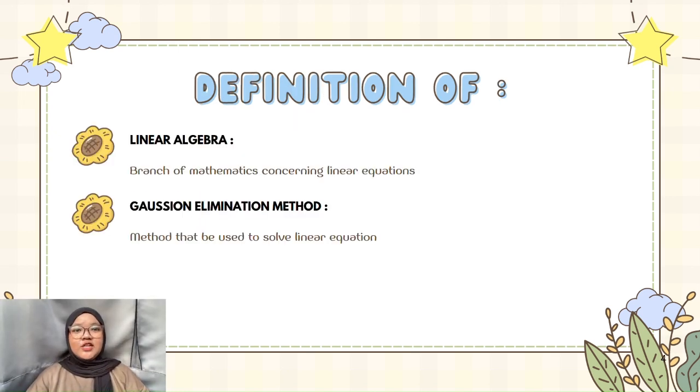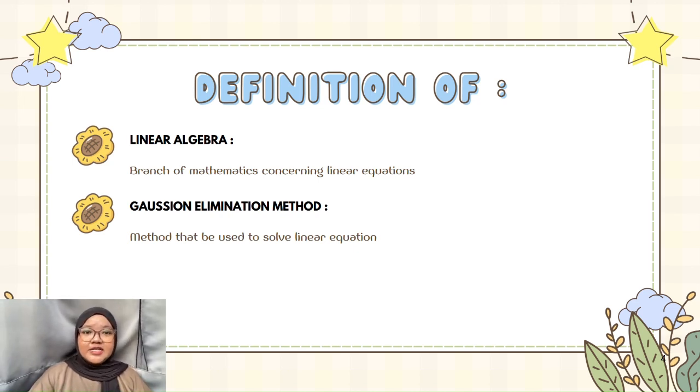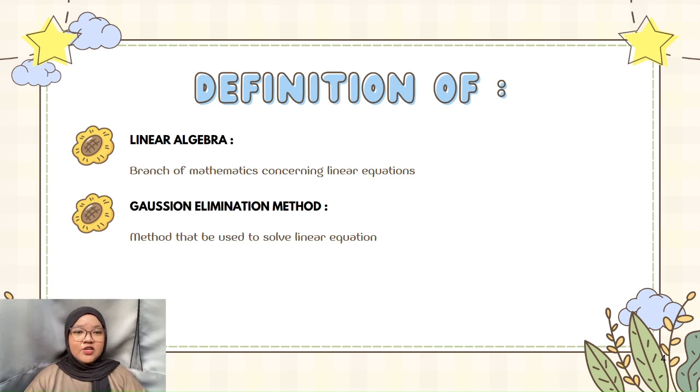Before we go deeper into the application, it is important to first understand some basic definitions. Linear algebra is a branch of mathematics that deals with vector spaces and systems of linear equations. It provides powerful tools for solving problems where there are multiple variables and constraints. One of the most commonly used techniques in linear algebra is the Gaussian elimination method.